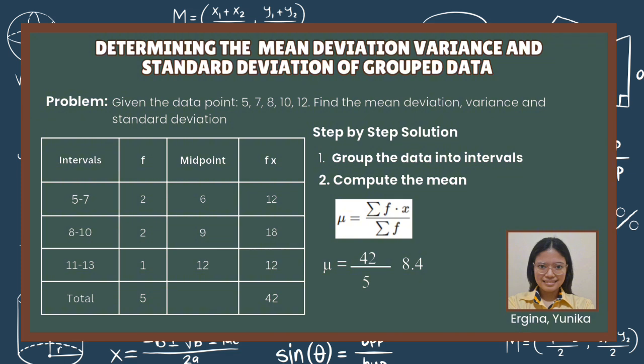As you can see here in our table, we have the intervals, their frequencies, their midpoints, and frequency times midpoints. After completing the table, we will compute the mean. The formula for the mean of grouped data is the summation of frequency times midpoint divided by the summation of frequency. Our summation for frequency times midpoint is 42. Our summation for frequency is 5. So 42 divided by 5 is 8.4. Our mean for grouped data is 8.4.